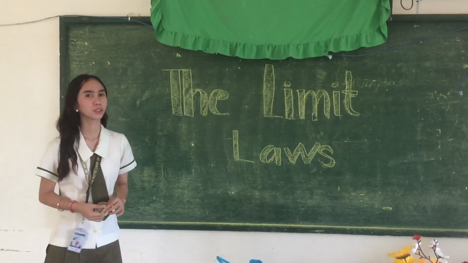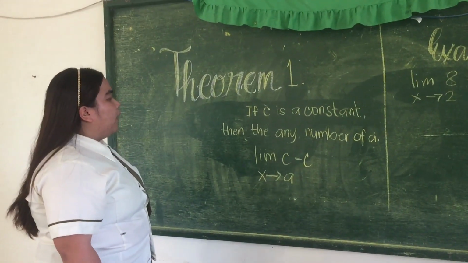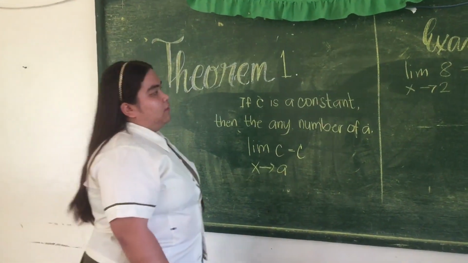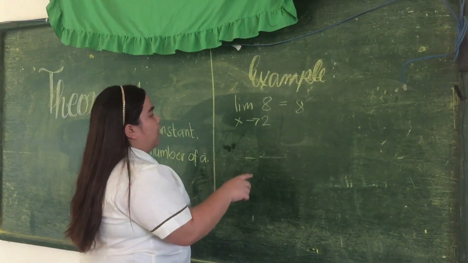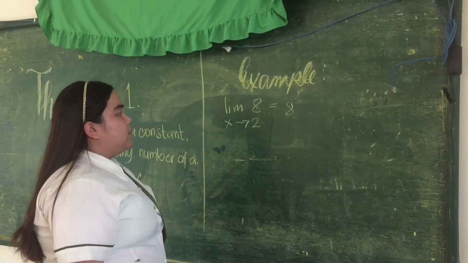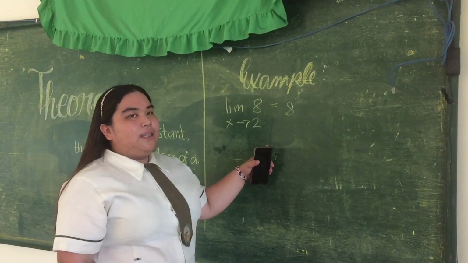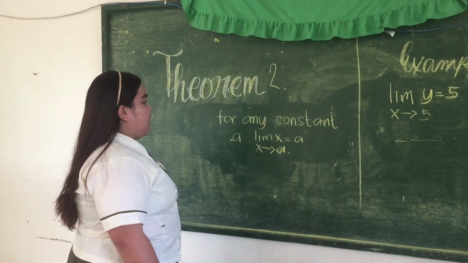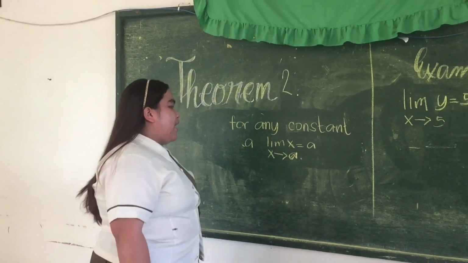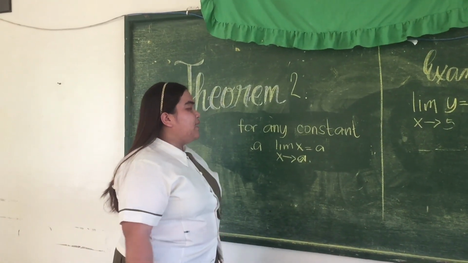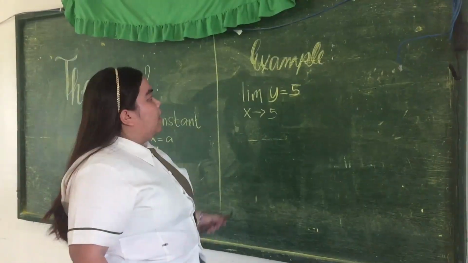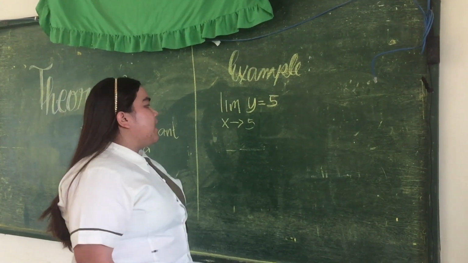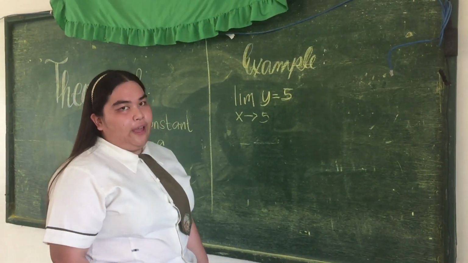About the limit laws. So let's start. Theorem number 1: if c is a constant, then the limit of c is c for any number a. Example: the limit of 4 where x approaches 2 is equal to that constant, because it is a constant. Theorem number 2: for any constant a, the limit of x where x approaches a is equal to a. Example: the limit of x where x approaches 5 is equal to 5.